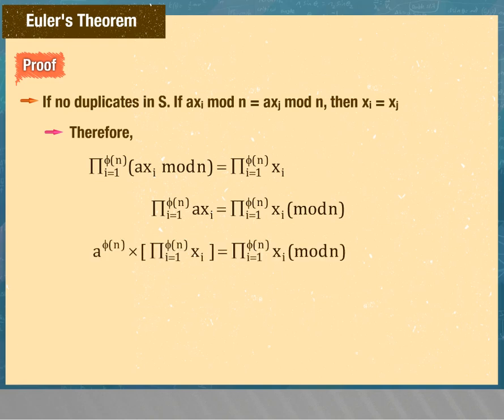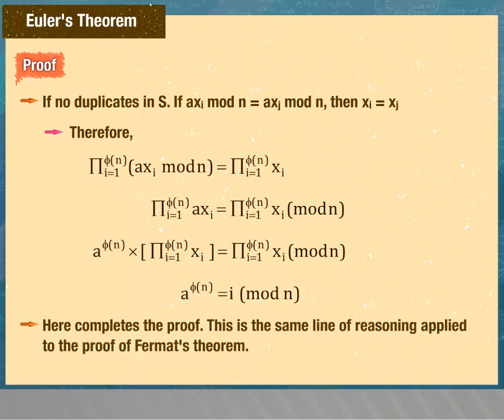a power phi of n into the product over i equal to 1 to phi of n of xi is equal to the product over i equal to 1 to phi of n of xi mod n. So a power phi of n is equal to 1 mod n. Here completes the proof. This is the same line of reasoning applied to the proof of Fermat's theorem.